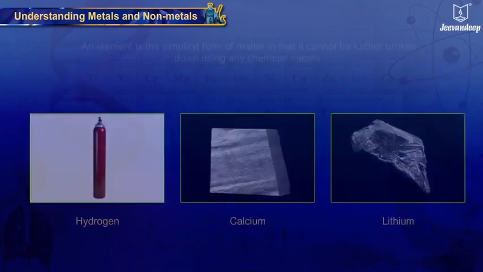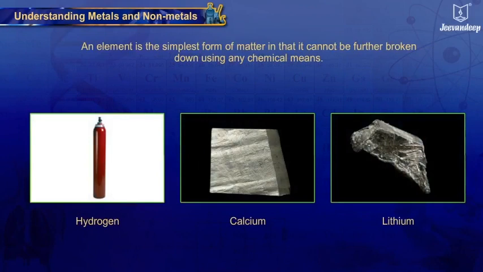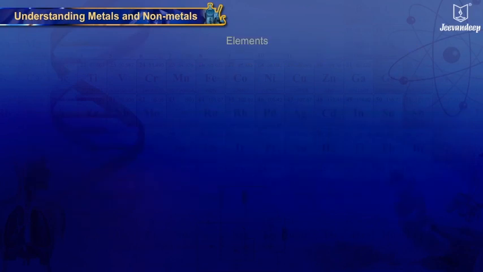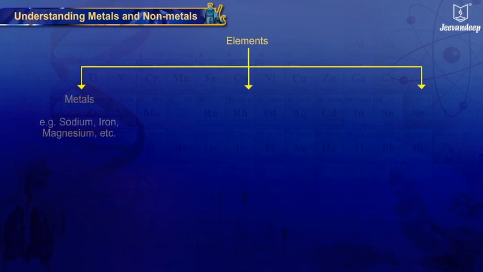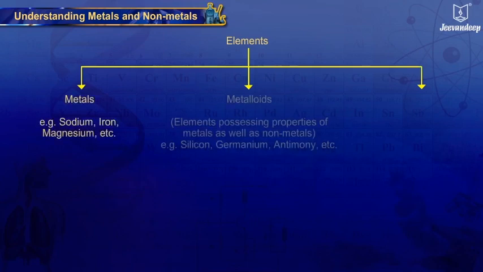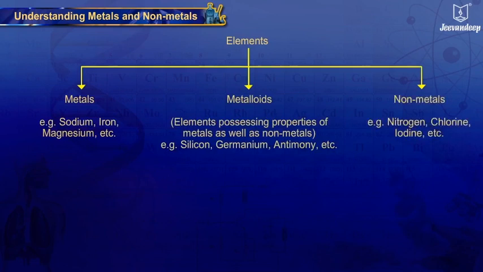An element is the simplest form of matter, in that it cannot be further broken down using any chemical means. Elements can be mainly classified into three types: metals, metalloids, and non-metals.